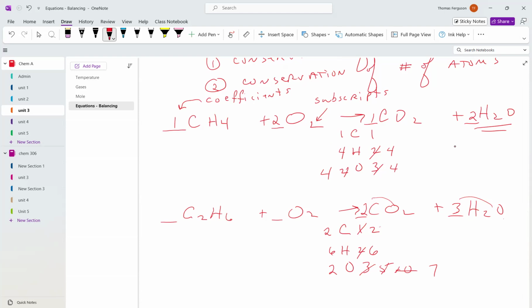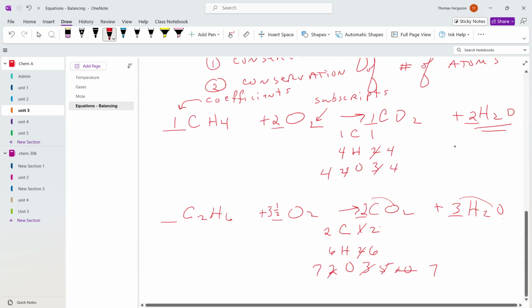Two times what is 7? Not adding, times. 2 times what is 7? 3.5. Who said that? No fractions, right? Okay, but it's balanced though, okay? Eventually we have to end with a whole number, right? So now we have to fix it.